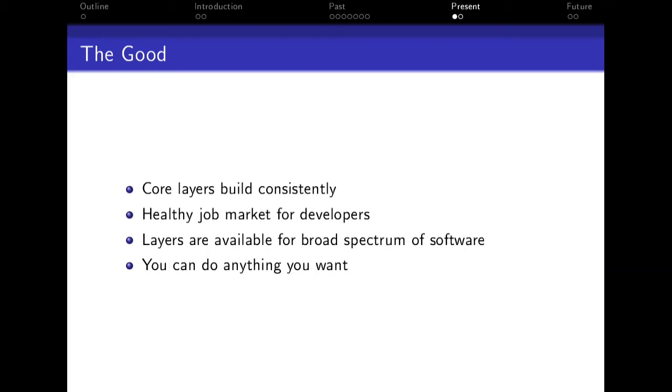So what is good about this? The good about this is I'm not doing too bad on time, with help from the audience. So the core layers are building consistently. The job market for people who know OpenEmbedded and Yocto Project is great. I have LinkedIn mail me the keywords on OpenEmbedded and Yocto. They insist that I get about 15 jobs a day, most of which are duplicates from the previous email.